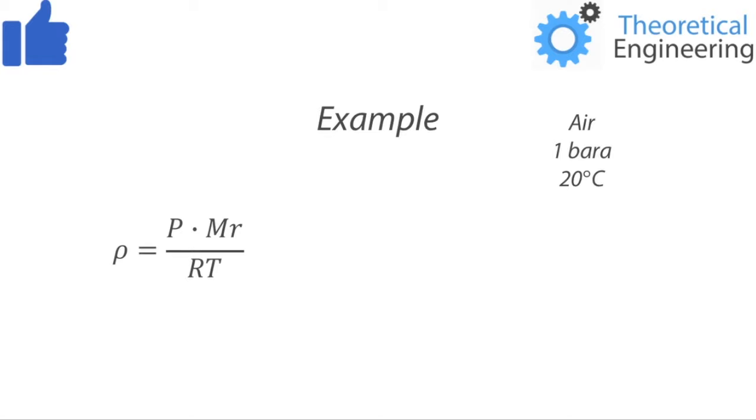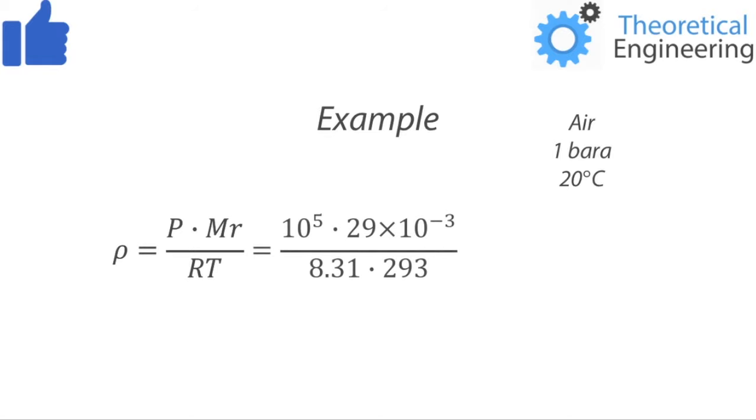Plugging the numbers into our density equation with SI units, there's 10 to the 5 pascals of pressure, 29 times 10 to the minus 3 kilograms per mole of the molecular weight, 8.31, the ideal gas constant in joules per kilomole per Kelvin, and 293 Kelvin for temperature.